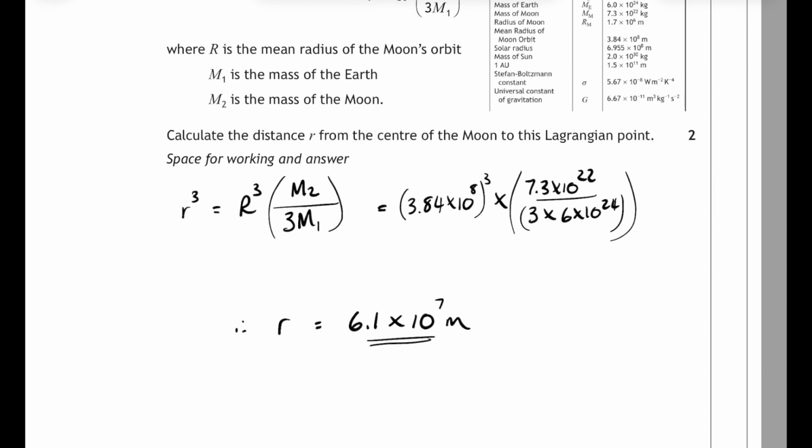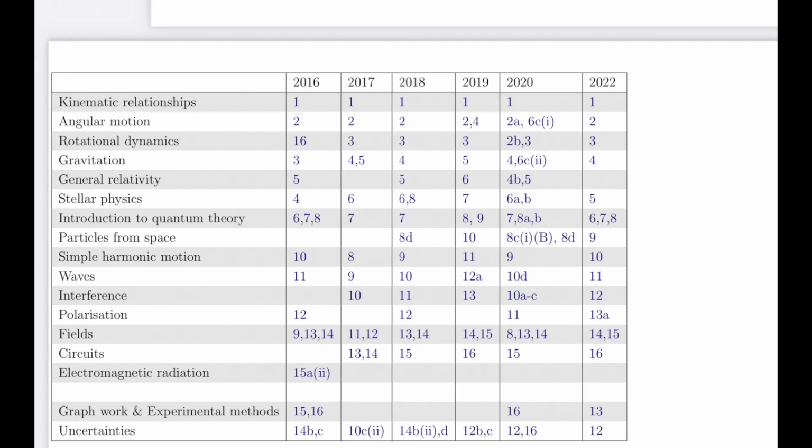So, 2 very similar questions there. Spent a lot of time looking up the data sheet, and remember to take care with your positive and negative signs. That's it for this one.